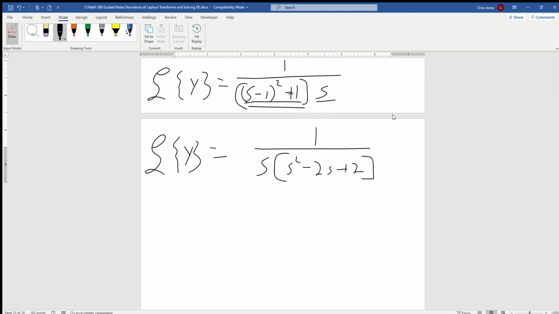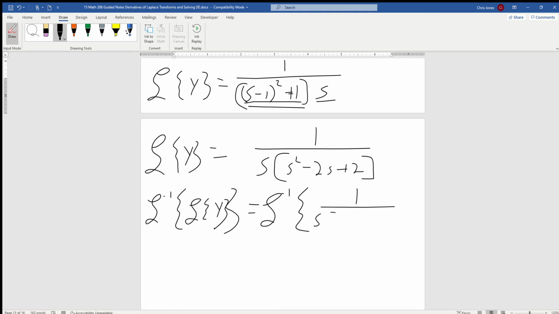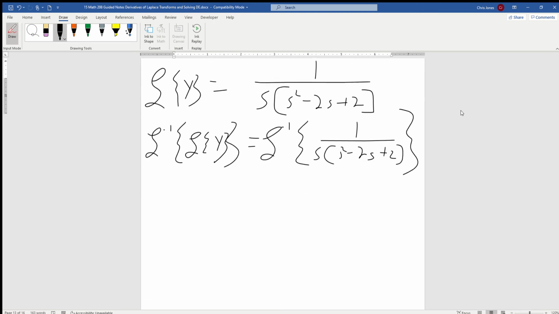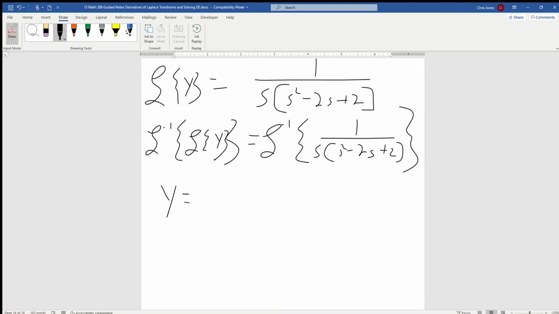Now we're going to take the inverse Laplace of both sides. So the inverse Laplace of the Laplace of y is equal to the inverse Laplace of 1 over s squared minus 2s plus 2. Clearly the left-hand side is going to become y, and the right-hand side is the one we're going to have to work on. So the inverse Laplace of 1 over s squared minus 2s plus 2.